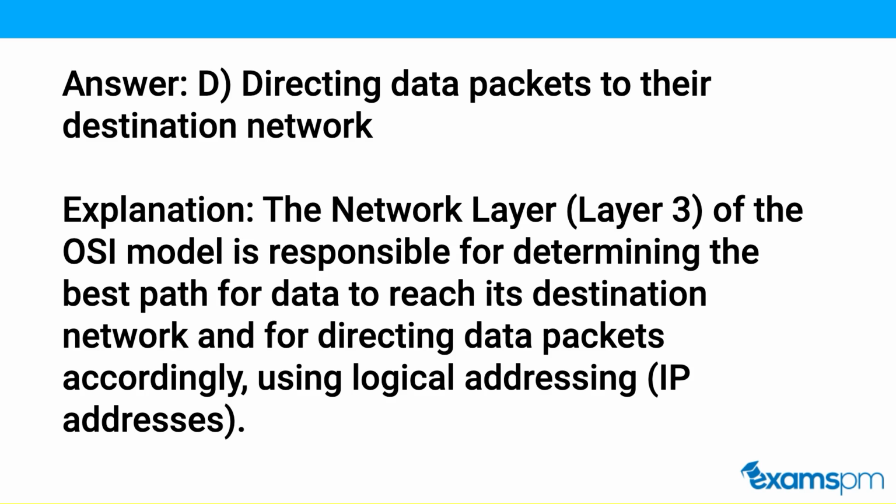Answer: D. Directing data packets to their destination network. Explanation: The network layer (Layer 3) of the OSI model is responsible for determining the best path for data to reach its destination network and for directing data packets accordingly using logical addressing (IP addresses).